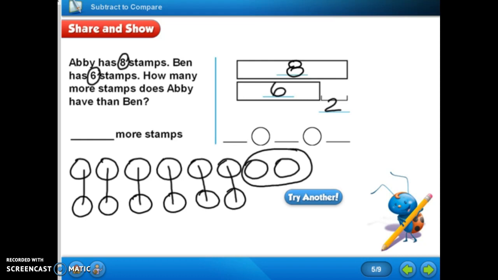Let's write a number sentence. Remember, when we do subtraction, we're always going to start with the larger number or the number that's in the box for the whole. So I'm going to start with the number 8. And I'm going to take away 6. When I started with 8 and I took away 6, I was left with 2 that didn't have a match. So Abby has 2 more stamps than Ben.